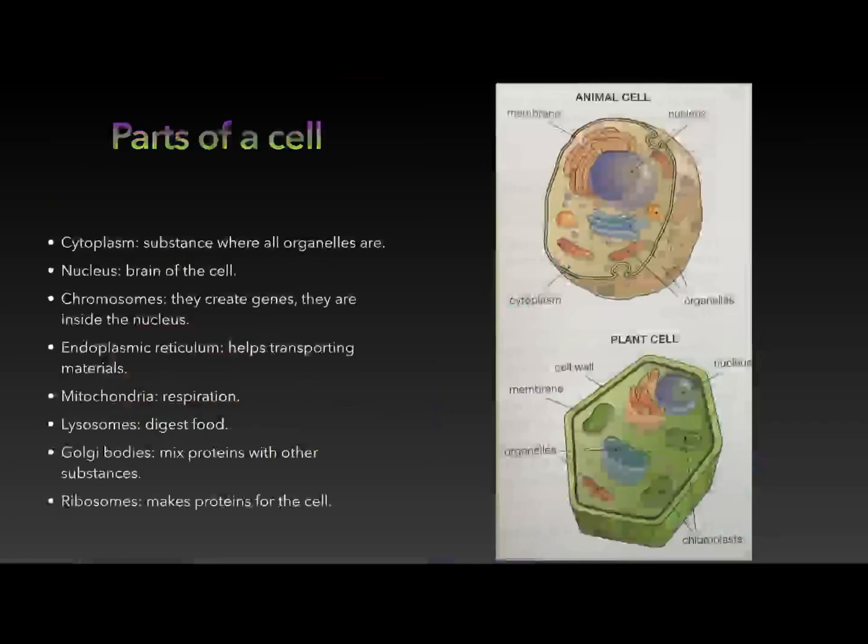Parts of a cell. The cytoplasm is a substance where all organelles are. The nucleus is the brain of the cell. Chromosomes create genes and are inside the nucleus. The endoplasmic reticulum helps transport materials. Mitochondria is in charge of respiration, and lysosomes are in charge of digesting food. Golgi bodies mix proteins with other substances, and ribosomes mix proteins for the cell.